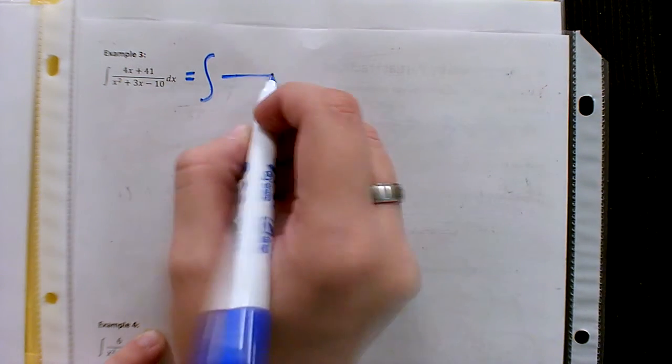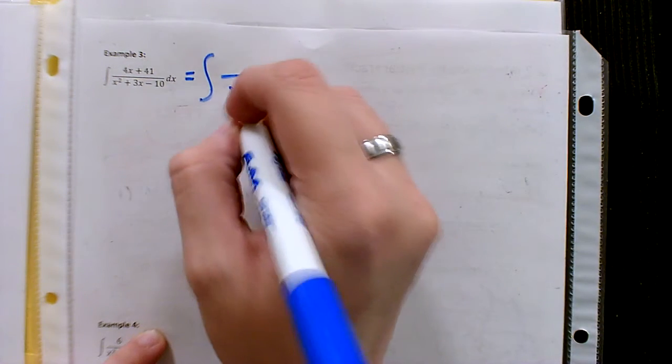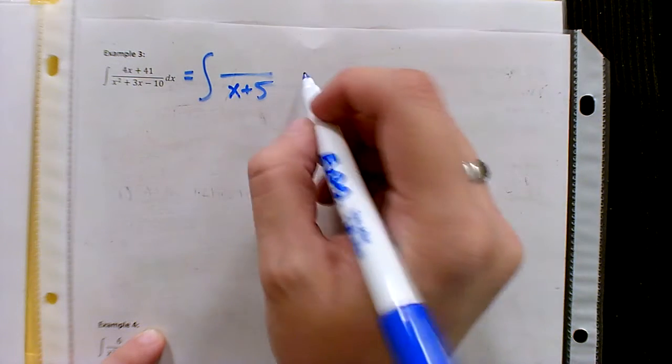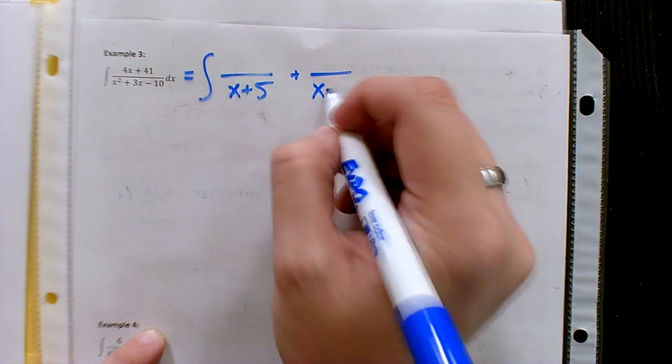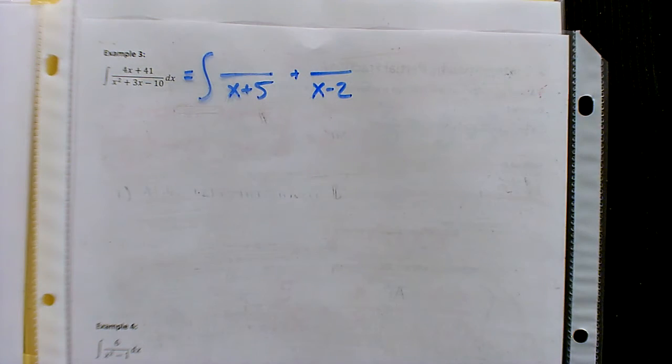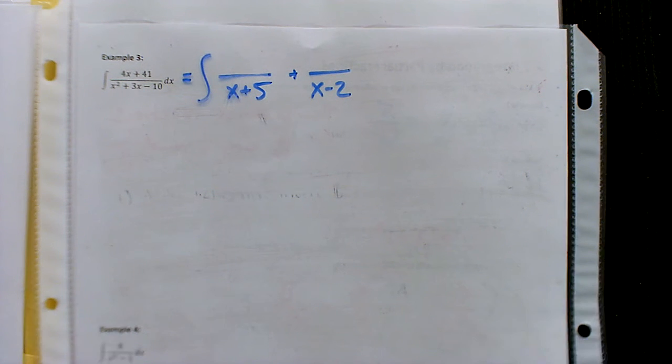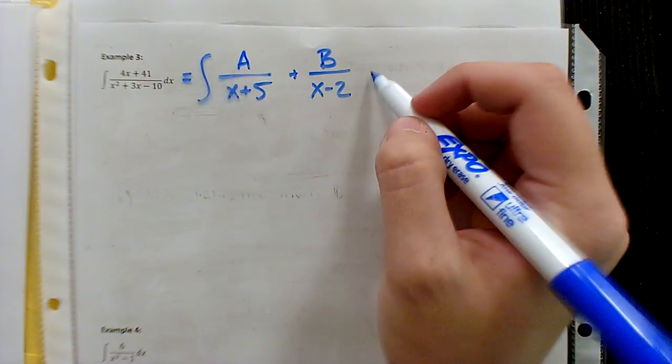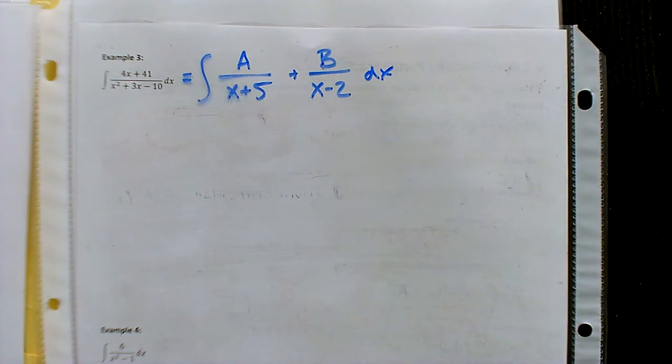Two numbers that multiply to -10 and add to 3. 5 and -2. All right, so x plus 5 and x minus 2. Those are our factors, so those are our individual denominators in the partial fractions. We're going to fill in the numerators with temporary A and B placeholders.